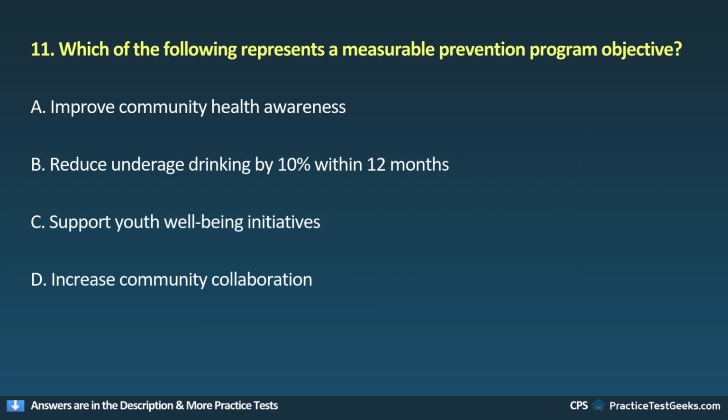11. Which of the following represents a measurable prevention program objective? A. Improve community health awareness. B. Reduce underage drinking by 10% within 12 months. C. Support youth well-being initiatives. D. Increase community collaboration.